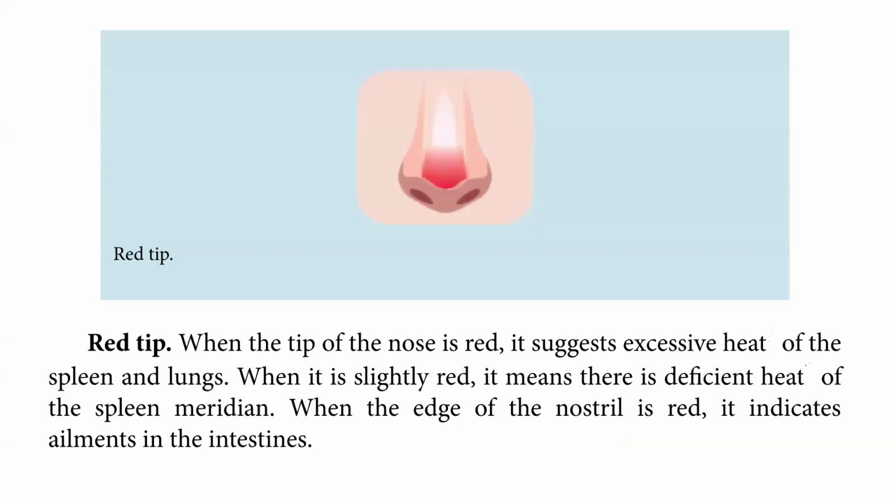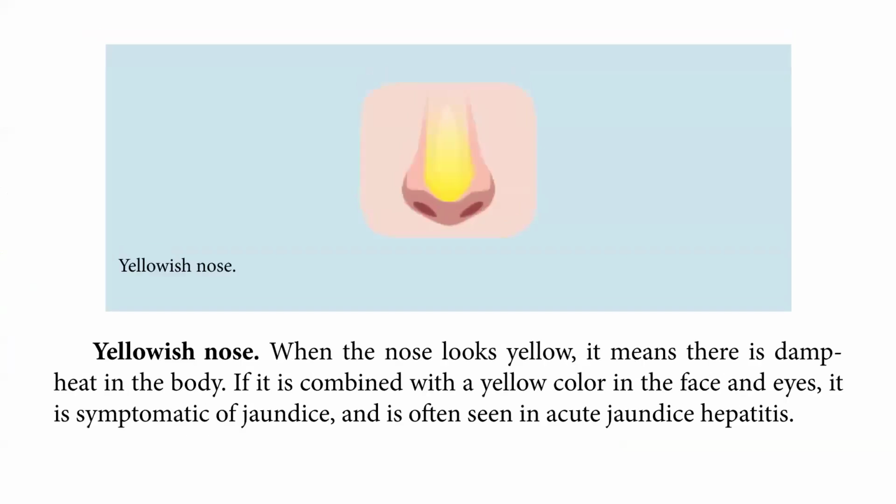Here we have a picture of a red-tipped nose. When the tip of the nose is red, it suggests excessive heat of the spleen and lungs. When it is slightly red, it means there is deficient heat of the spleen meridian. When the edge of the nostril is red, it indicates ailments in the intestines.